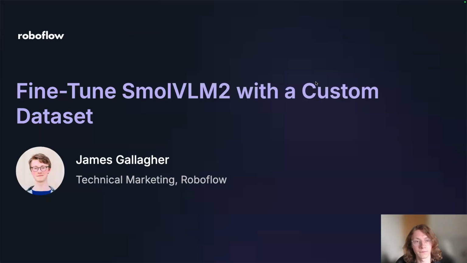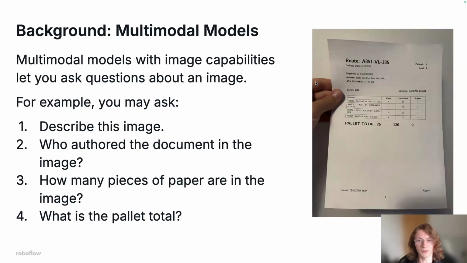processing. So before we get started on fine-tuning, let's give some background on multimodal models, of which SmolVLM2 is one. The multimodal models with image capabilities let you ask questions about an image. We could ask about this shipping manifest on the right. What's the route number? Describe the image. Who's the document author? What's the pallet total? Is there paper in the image? We can ask all these questions.